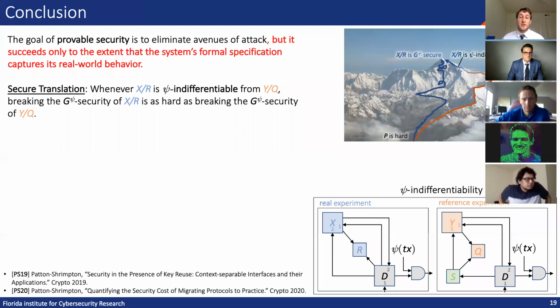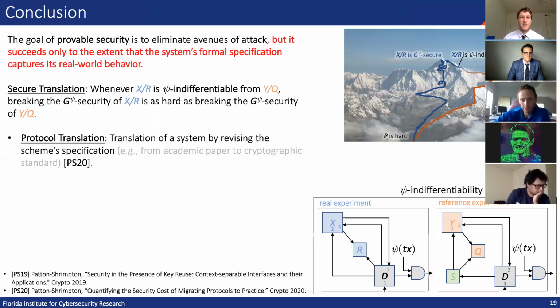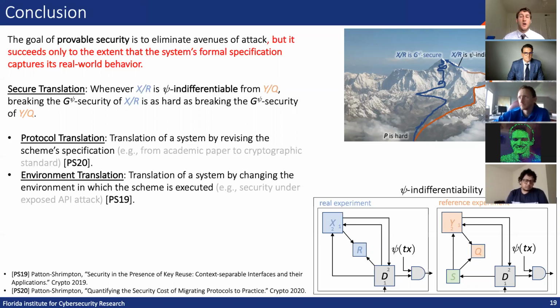In particular, to show that a translation is secure, it suffices to prove that the real system is shared resource indifferentiable from the reference system. And we saw two applications of this idea. The first, to the problem of protocol translation, where the real system is derived from the reference system by modifying the cryptographic scheme. As a case study, we considered the task of standardizing a TLS extension for SPIG2. The second application was to reasoning about the changes to the scheme's environment, in particular, to prove security in the presence of key reuse, formalized in our setting as an exposed API attack.